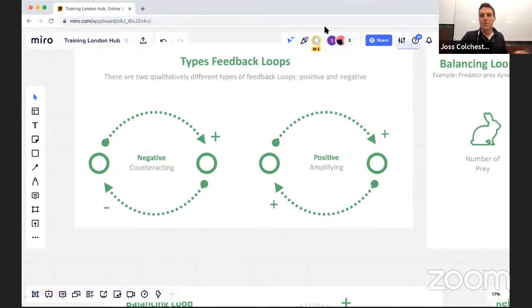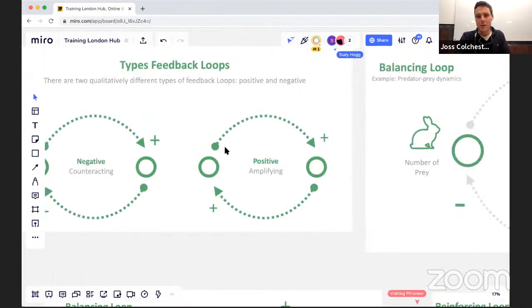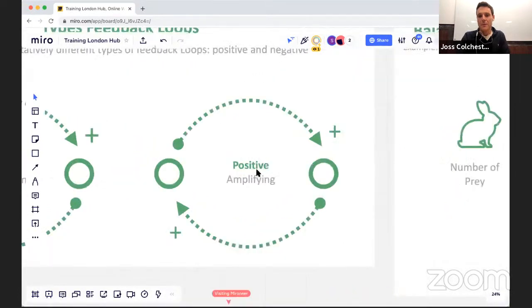So again, there are two types, negative and positive. A negative feedback loop is called a balancing loop, because one thing affects another. If one goes up, the other moves in the same direction, but then it comes back to move in the opposite direction again, so it rebalances it. We'll look at these in a second. This here is a positive amplifying feedback loop.